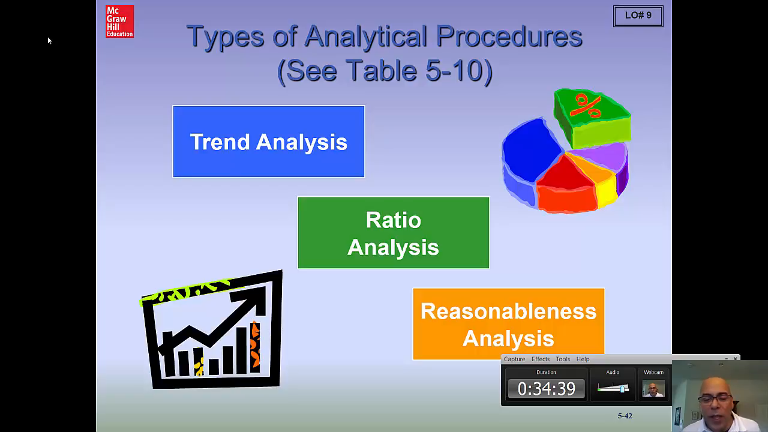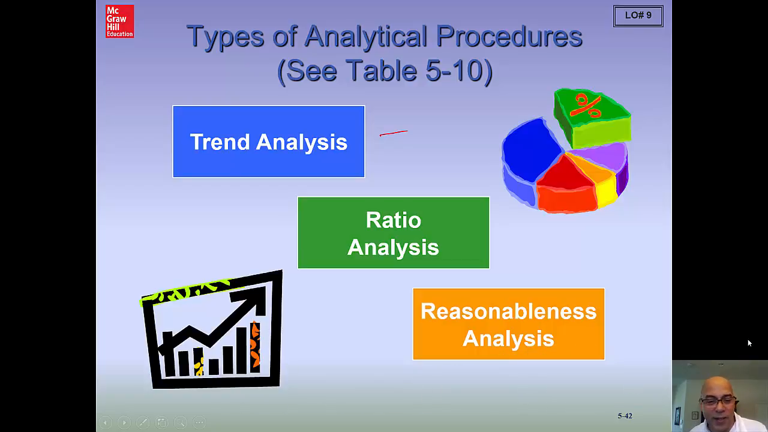Okay, and let's take a look at our types of analytical procedures. We can do trend analysis longitudinally, year over year, to see how things have changed this year versus last year. We could use a reasonableness check.